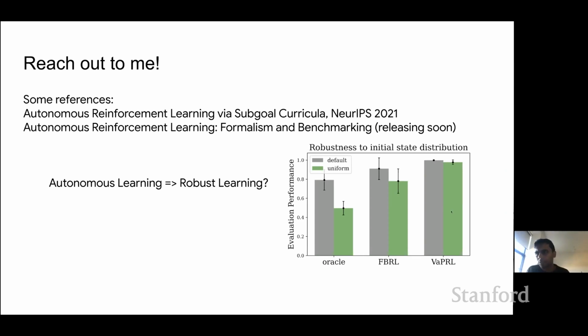And to quickly explain the bar graph here, the oracle is the policy that learns with resets. And we see a much larger drop in performance from the gray bar to the green bar when the conditions it trained on change. Whereas FBRL and VAPRL are two different autonomous algorithms and basically have no drop in performance, especially VAPRL doesn't have a drop in performance when the initial conditions of the environment change, which suggests that if you learn autonomously, you would end up learning robustly as well.